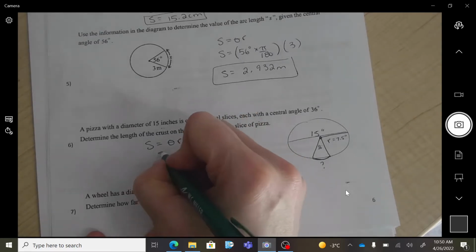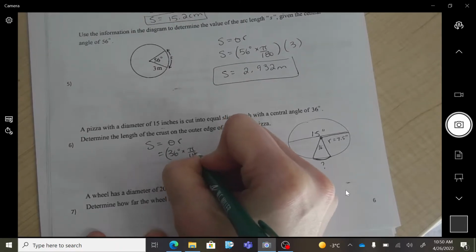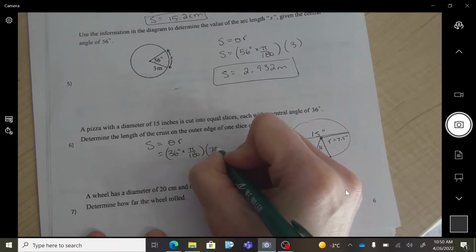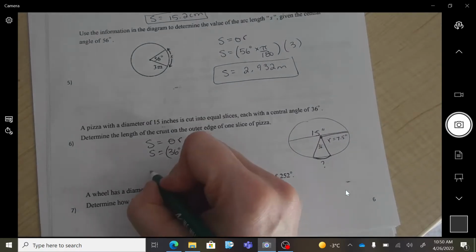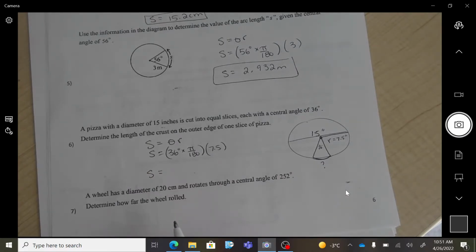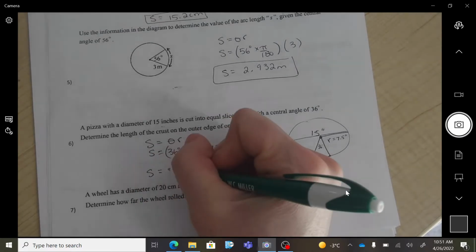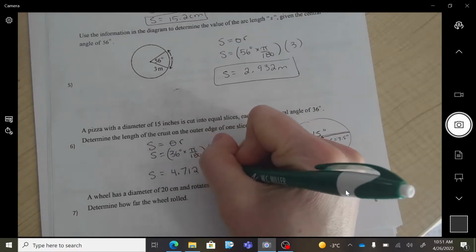So 36 degrees, I'm going to convert to radians. Then I'm going to use the radius instead of the diameter. So I'm going to type it all into one step in my calculator, and I get 4.712 inches.